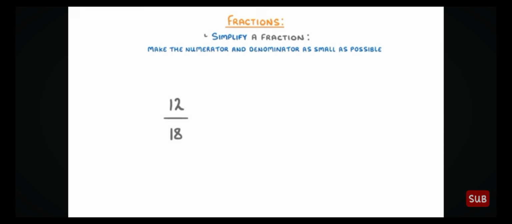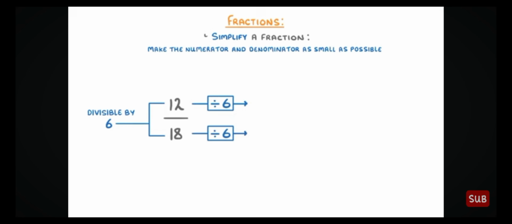When you're asked to simplify a fraction, you basically need to make the numerator and denominator as small as possible. And to do this, we divide them both by the same number. For example, if we had 12/18, both of these numbers are divisible by 6. So we can divide them by 6 and get 2 as our new numerator and 3 as our new denominator. So 2/3 is our simplified version.